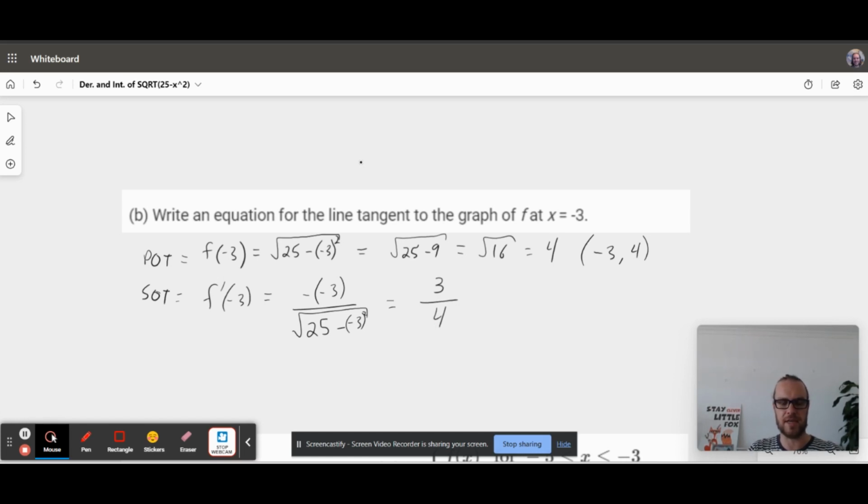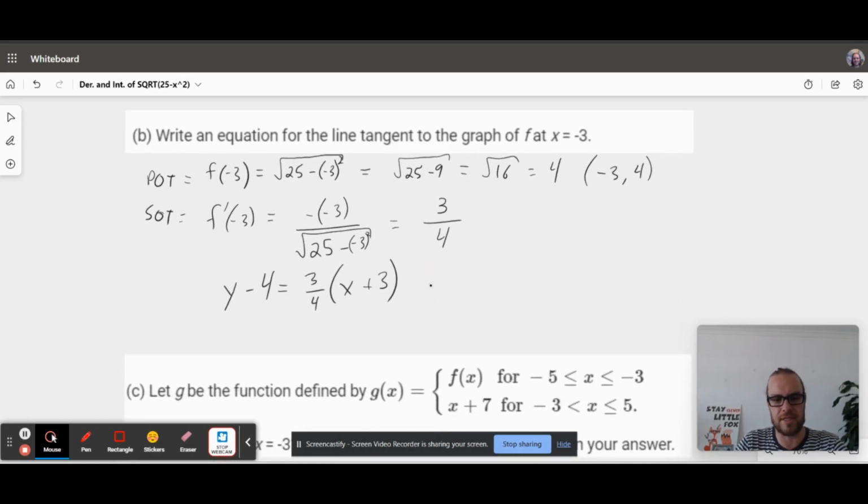So now we have our POT and our SOT, and we can go ahead and write our actual equation. And so we're going to write y minus 4 equals the slope times x minus -3, which of course becomes +3. In doing this, I mean, you can always move the 4 over. It's not always strictly necessary, but if you prefer seeing it that way, then of course we can write it as y equals 3/4 x plus 3, plus 4. And if you really want to simplify everything out, you could multiply this in. To be honest, I don't know how often you're going to see it that way in your classes, but just in case, we'll go ahead and do that.